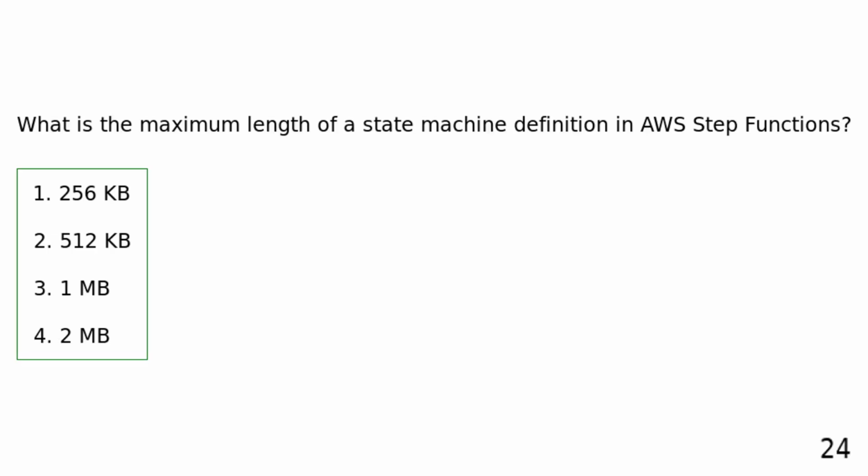What is the maximum length of a state machine definition in AWS Step Functions? 256 kilobytes. 512 kilobytes. 1 megabyte. 2 megabytes. The maximum length of a state machine definition in AWS Step Functions is 1 megabyte, allowing for the creation of complex workflows with many states and transitions.